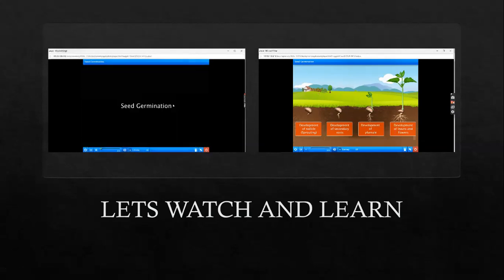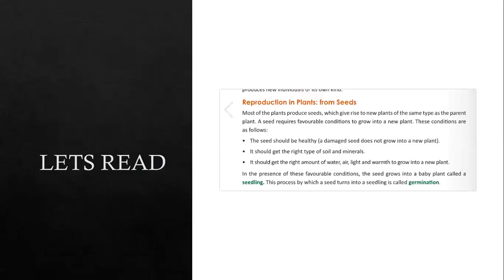So now we will be going on to the next one. We'll read and understand what is there in reproduction in plants and seeds. So most of the plants reproduce seeds, which gives rise to new plants of the same type as the parent plant. So seed requires favorable conditions to grow into a new plant. These conditions are as follows.